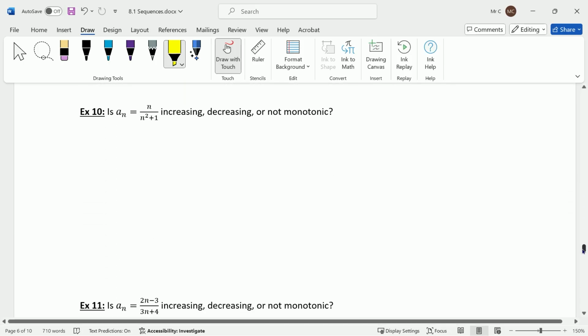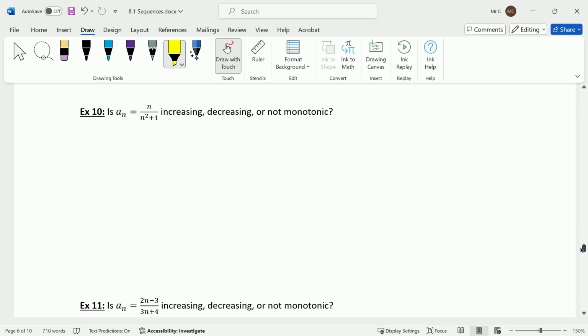All right. So example 10: is a sub n equal to n over n squared plus 1 increasing, decreasing, or not monotonic? Now, there are a few approaches to use for this. Generally, what I prefer students to do is try to make a direct algebraic comparison between a sub n and a sub n plus 1. So what I'm trying to get to is a statement that looks like a sub n is greater than a sub n plus 1, or a sub n is less than a sub n plus 1. But I don't know which it is. So what I'm going to do is just put a circle in between as a placeholder for my inequality.